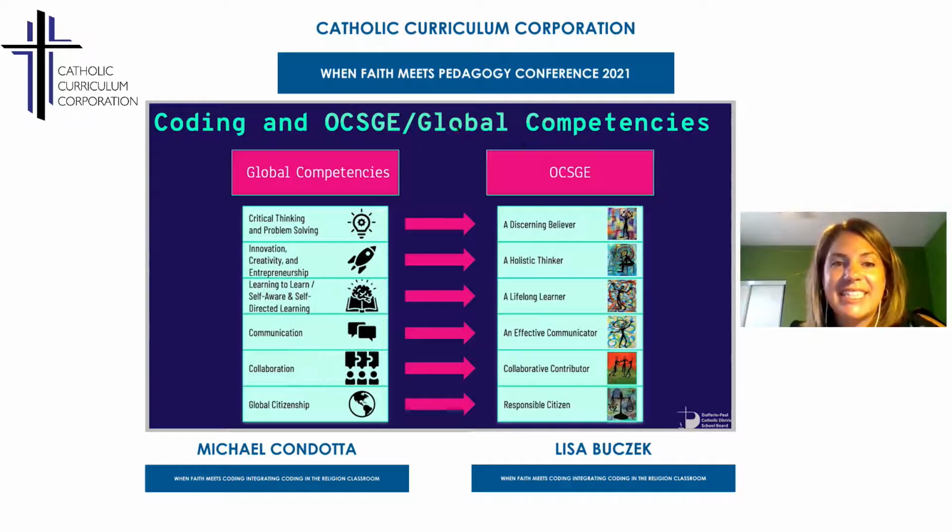So the global competencies and the Ontario Catholic School graduate expectations are beautifully aligned, and that allows us as Catholic educators to develop these distinctive set of graduate expectations while simultaneously fostering the development of the skills and values that our students will need to be successful as they work through life, work, and learning.